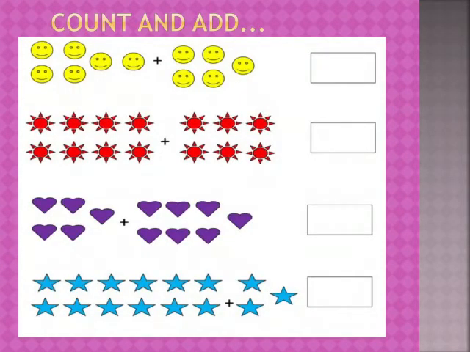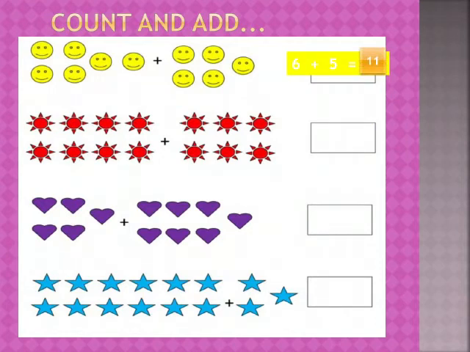Now children, here there is a beautiful picture with certain number of objects which we have to add. So count the number of smileys. How many are there? So there are 6 smileys in the first group. Now how many in the second group? So yes, there are 5 smileys in the second group. So we will write 6 plus 5 is equal to 11.